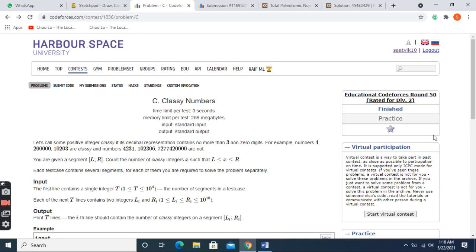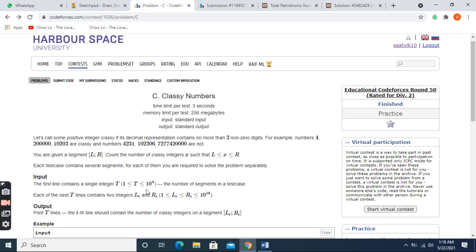So first of all, let's look at the constraints of this problem. We have 10 to the power 4 test cases, and for each test case the segment can be as large as 10 to the power 18 in size. The first thing you should think about is that if you try brute force for this problem, and for each segment you check each number individually for whether it contains more than 3 non-zero digits, it will definitely get you time limit exceeded, because 10 to the power 4 into 10 to the power 18 is 10 to the power 22, so that will time out.